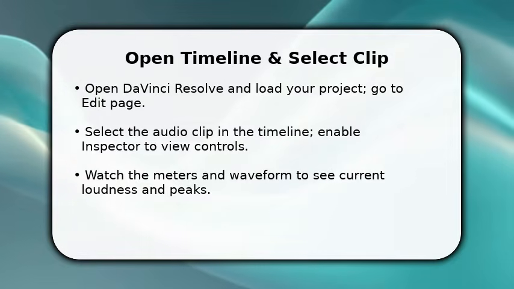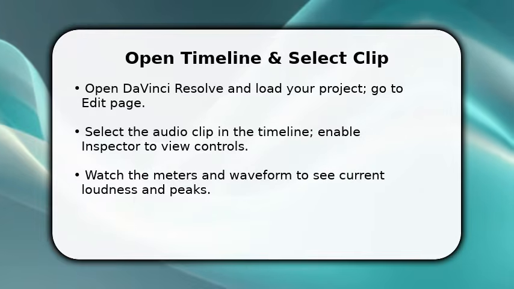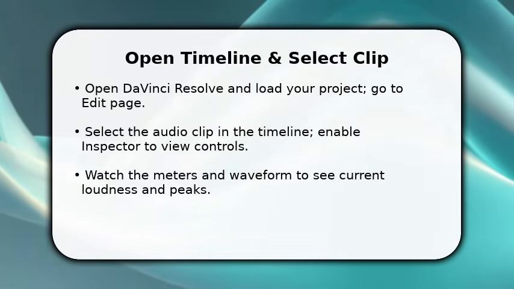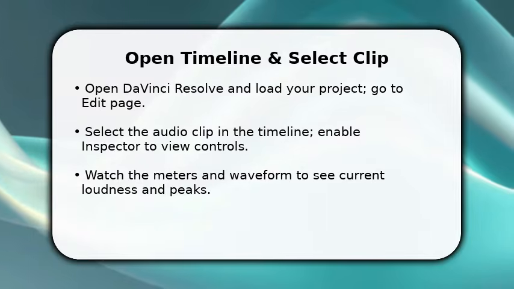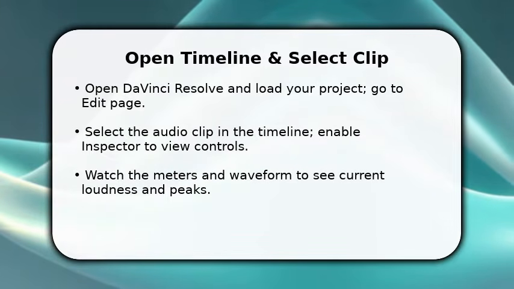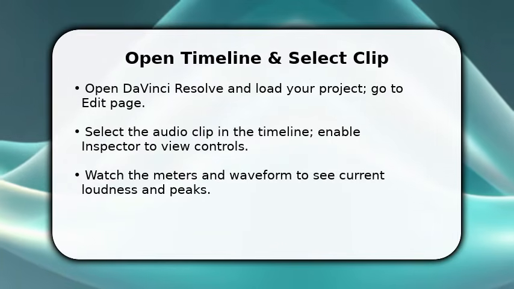You're checking meters and the waveform to know why you'll raise or lower volume. Peaks indicate clipping, low meters show too quiet audio. Once selected, you're ready to make precise adjustments rather than guessing, which saves time and prevents accidental distortion.